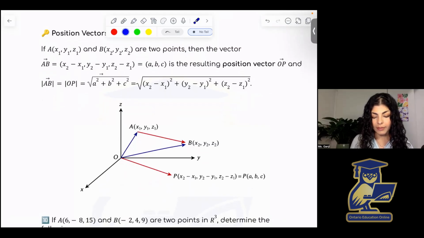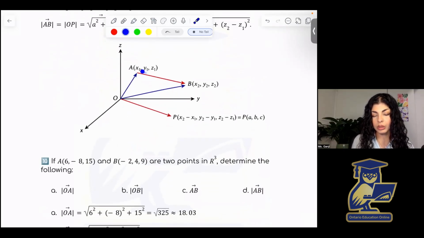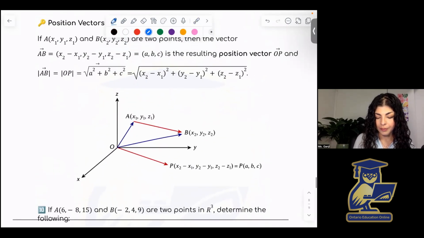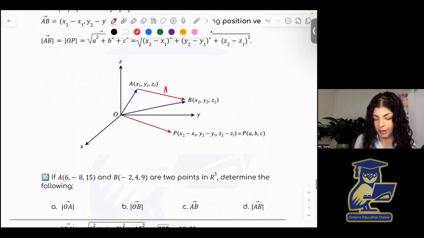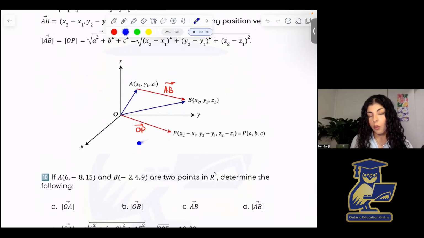And its magnitude is given by the square root of A squared plus B squared plus C squared, or because A is just x2 minus x1, it's really these values squared. And again, just to show you visually, we have A and we have B. So this resultant vector here is really AB. Then this is now OP, but the only difference is this starts at the origin, whereas this goes from A to B. But they have the same magnitude and the same direction, so they are equal vectors, but just with different starting points.